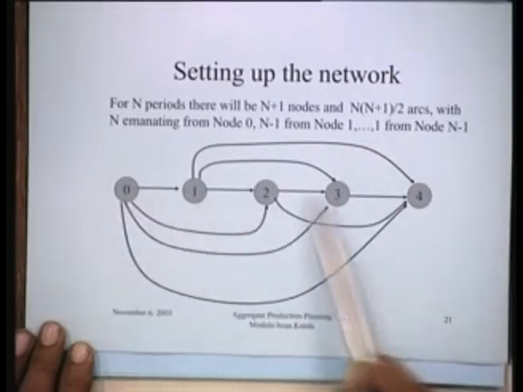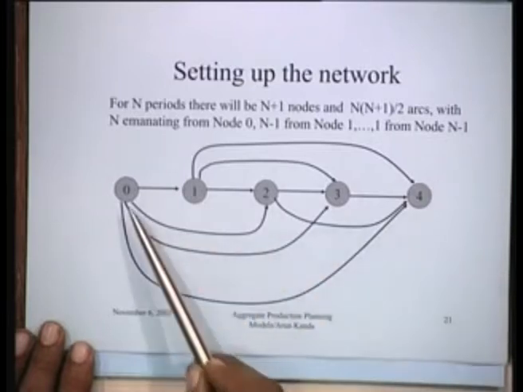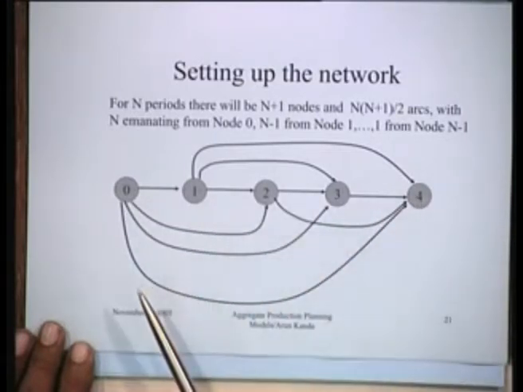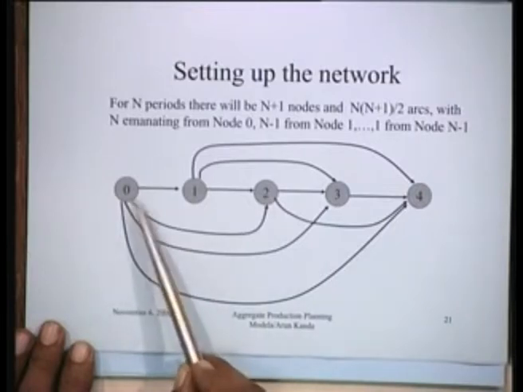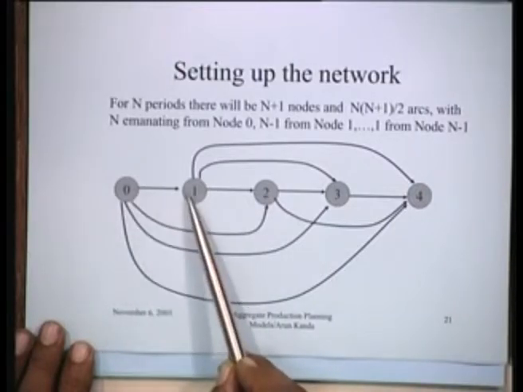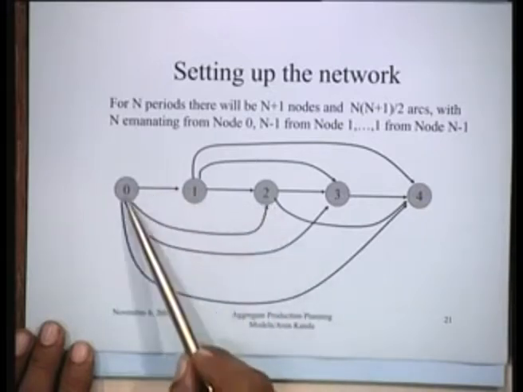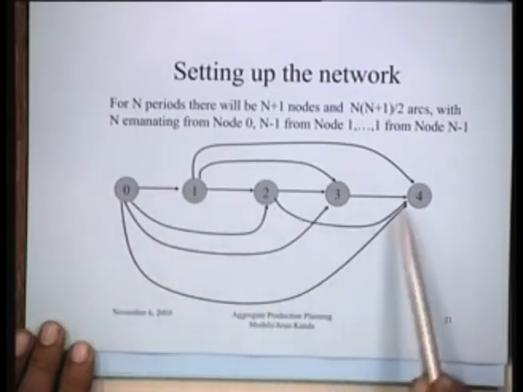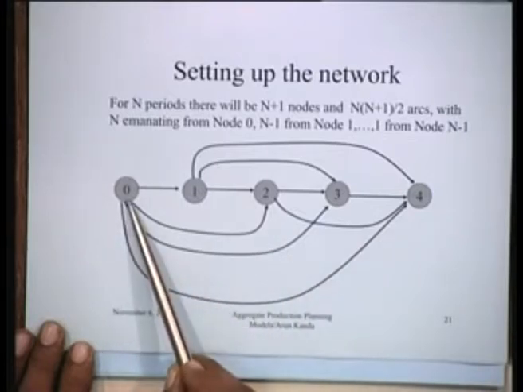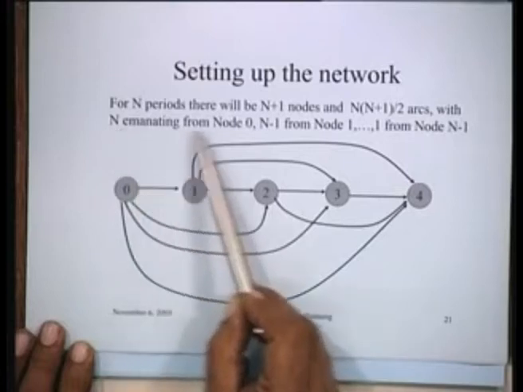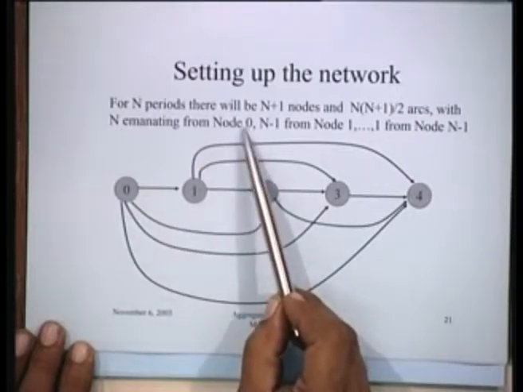So if you take a 4 period problem, we have node 0, node 1, node 2, node 3, node 4. And from here we take all possible arcs. We have arcs from 0 to 1, from 0 to 2, from 0 to 3, from 0 to 4. So there are 4 arcs emanating from node 0. That is what we said, that in general there will be n arcs emanating from node 0.